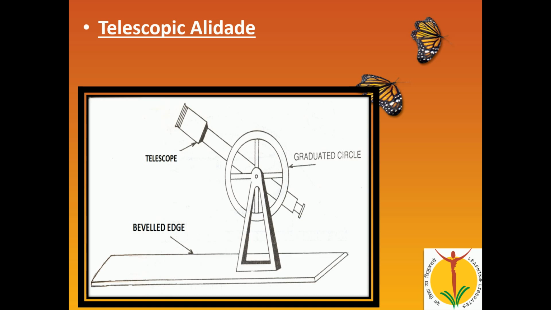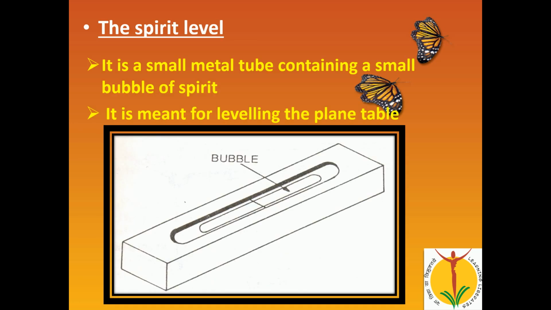Next is a spirit level. It is a small metal tube containing a small bubble of spirit, and it is meant for leveling the plane table. When you are going to place the table on the tripod, we have to level the table, and for that leveling purpose we are going to use this spirit level.